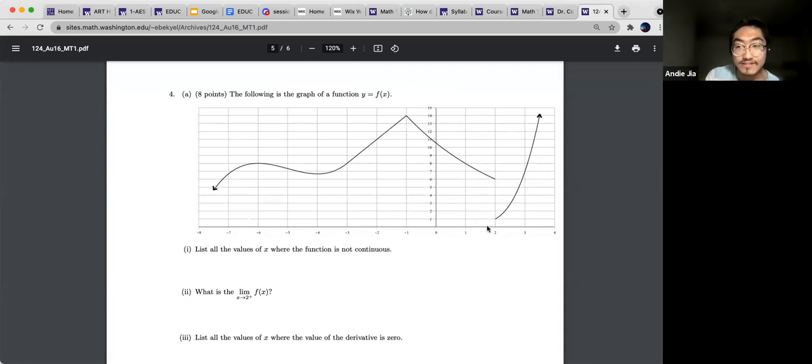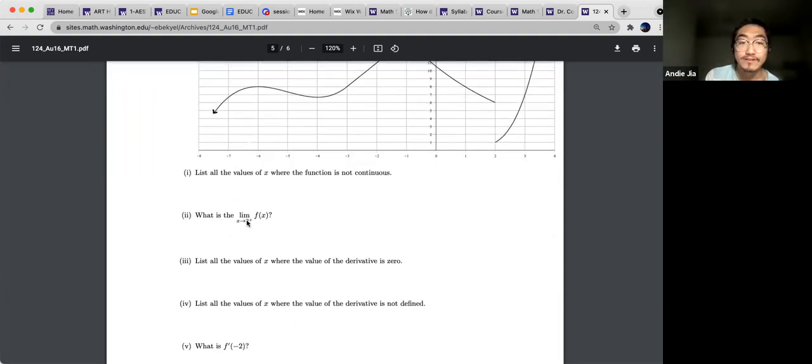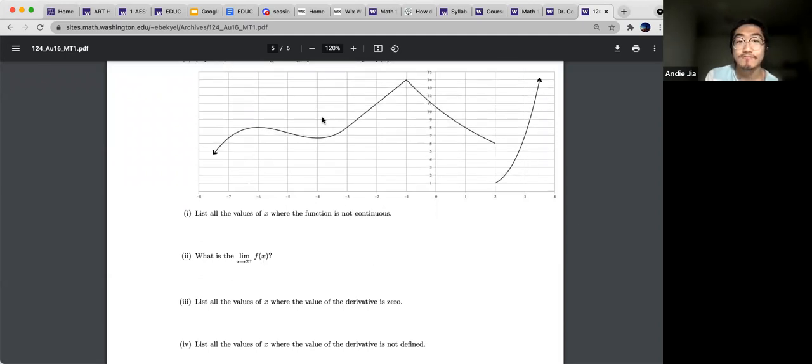At x equal to 2, it is not continuous. Let me evaluate the right side limit. What is the limit of f(x)? This is the graph of f(x) as x approaches 2 from the right side. From the right, it's 1. From the left side, as x approaches 2 minus, the limit is 6.